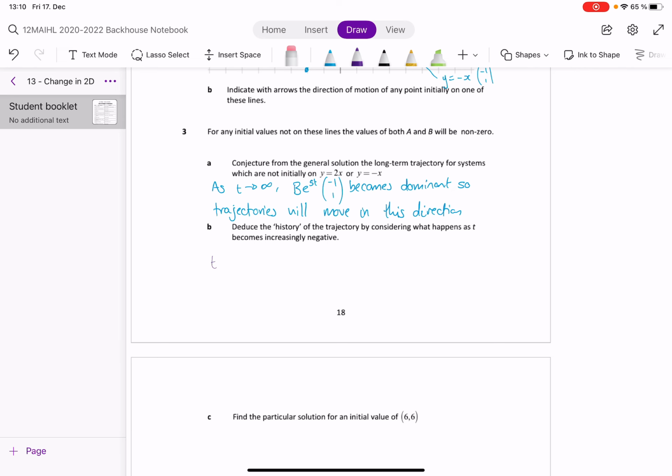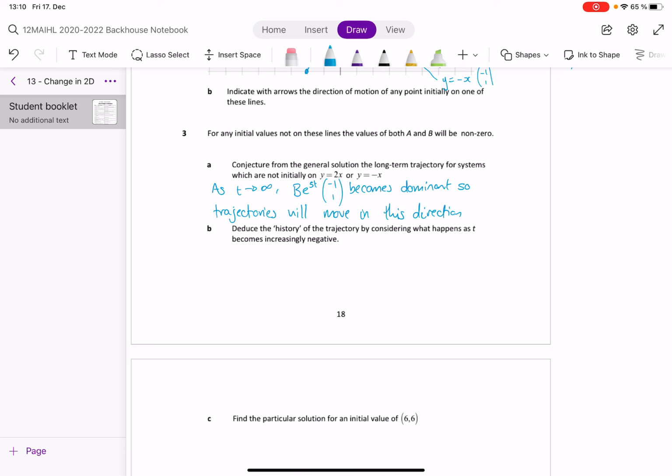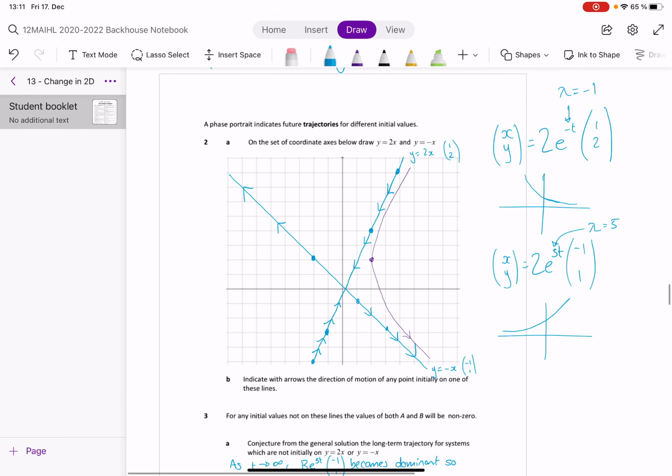So as t goes towards negative infinity, a e to the negative t (1, 2) is more dominant. If we're putting in a negative value of time, e to the negative t is going to become a large value, e to the 5t is going to become a small value. So it's going to follow that eigenvector. And we can use this idea anywhere really on this phase portrait.